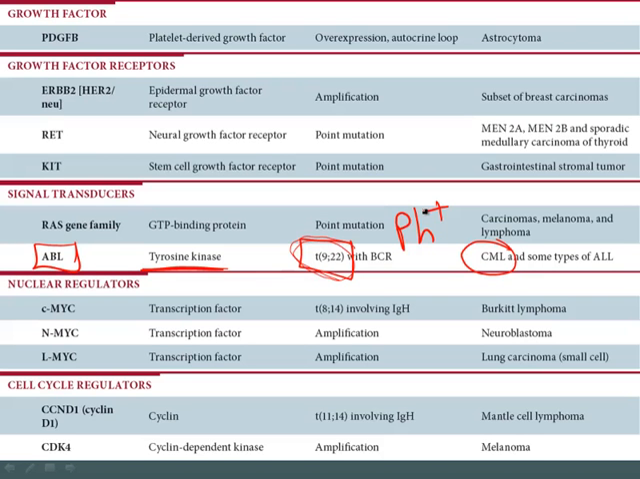So that's another type of oncogene that can be mutated, i.e. signal transducers. The next type of oncogene that can be mutated are the nuclear regulators. The nuclear regulators are basically a group of transcription factors, and these transcription factors go to the nucleus and cause upregulation of genes necessary for growth. And the most important nuclear regulator is MYC.